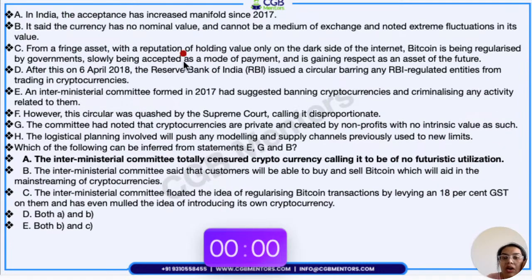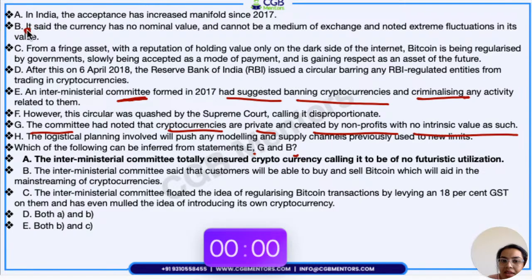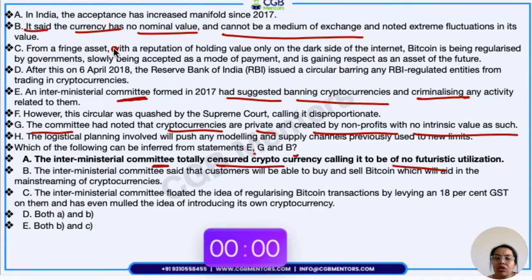Then this one, now you were supposed to infer E, G and B. Okay, so let's see. A committee had suggested banning cryptos and criminalizing any activity related. G says the committee had noted cryptos are private and created by non-profits with no value. B says it said the currency had no value, cannot be a medium of exchange. So the interministerial committee totally censured it. Saying no nominal value two or three times, criminalize, ban, so it censured cryptocurrency, calling it of no futuristic utilization, no value, no nominal value. So that's the inference after reading three sentences.